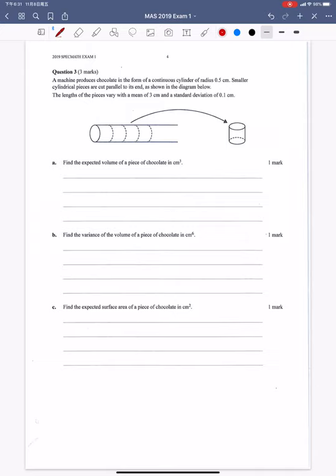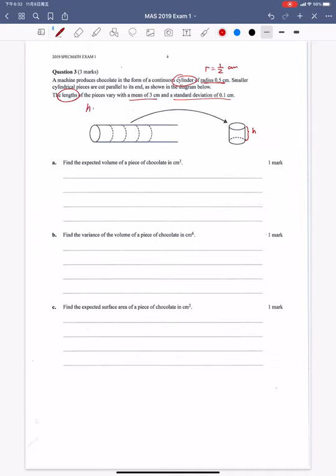Now let's look at question 3. A machine produces chocolate in the form of a continuous cylinder of radius 0.5 centimeters. So R equals half centimeter. Smaller cylindrical pieces are cut parallel to its end, as shown in the diagram below. Length of the pieces vary with a mean of 3 and a standard deviation of 0.1 centimeters. The length in this case is just the height of each cylinder.